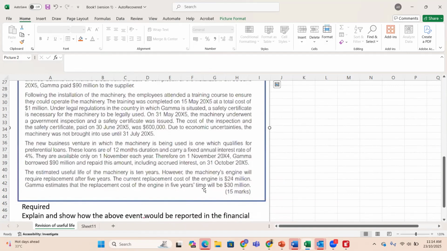So out of 90.6, 24 is pertaining to the engine, which will be accounted for differently as component accounting, since the useful lives do not match. I can de-recognize it and add the new one after 5 years. Okay.